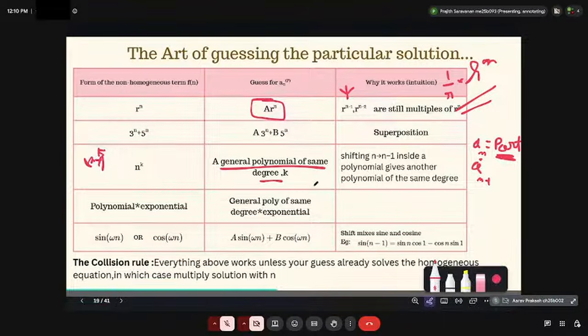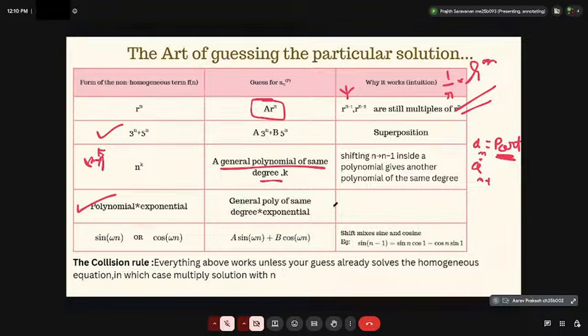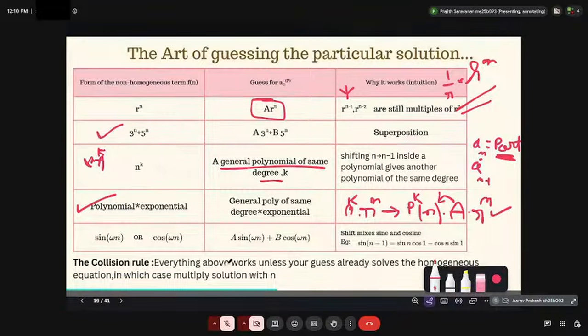Other examples you can see. If you're having a sum of two exponentials, it's again just superposition. If it's a product of polynomial and exponential, it will remain a polynomial. For example, if you're having n power k times r power n, this would be your general polynomial of degree k in n, times r power n. The constant is generally absorbed in the polynomial, so you don't need to write your constant separately, and then multiplied by r power n. That will be a guess. Other examples you can have a look at.